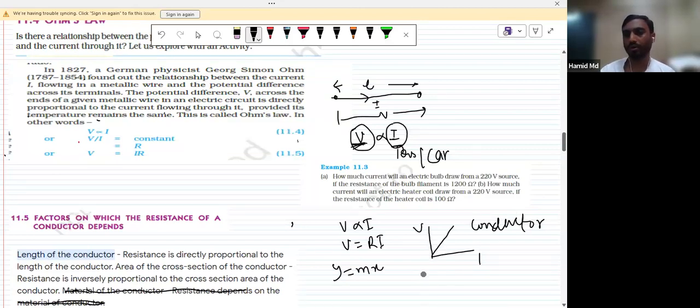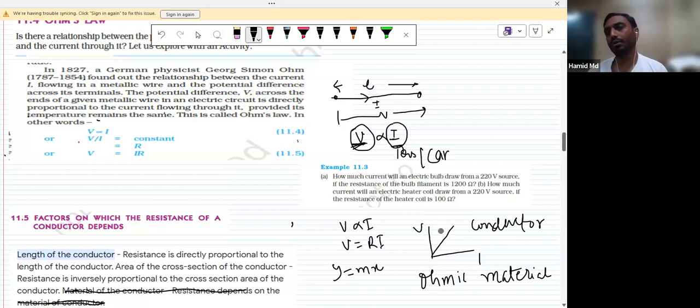That is also called ohmic material. In the case of an alloy or semiconductor, we won't get this nature. We may get a different nature. Semiconductors are different from this ohmic nature, and we may study that in higher classes. In a semiconductor or alloy, we won't get the straight line. So this may be the limitation.